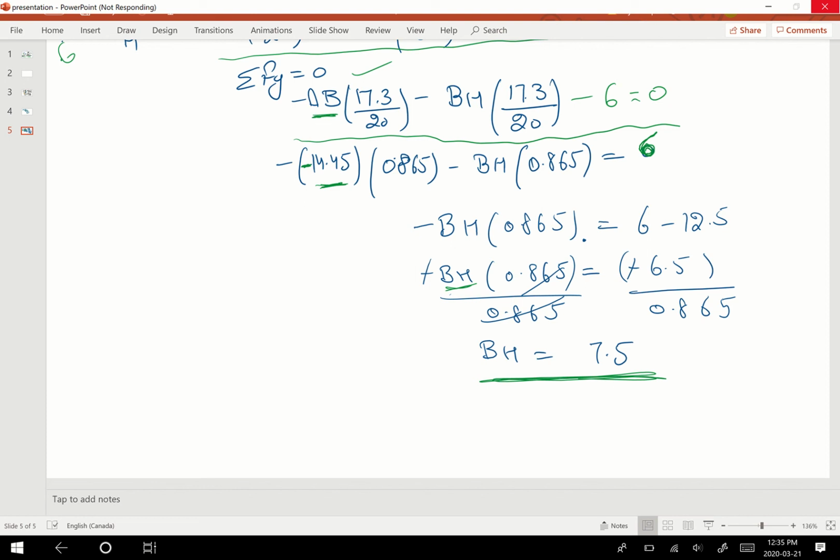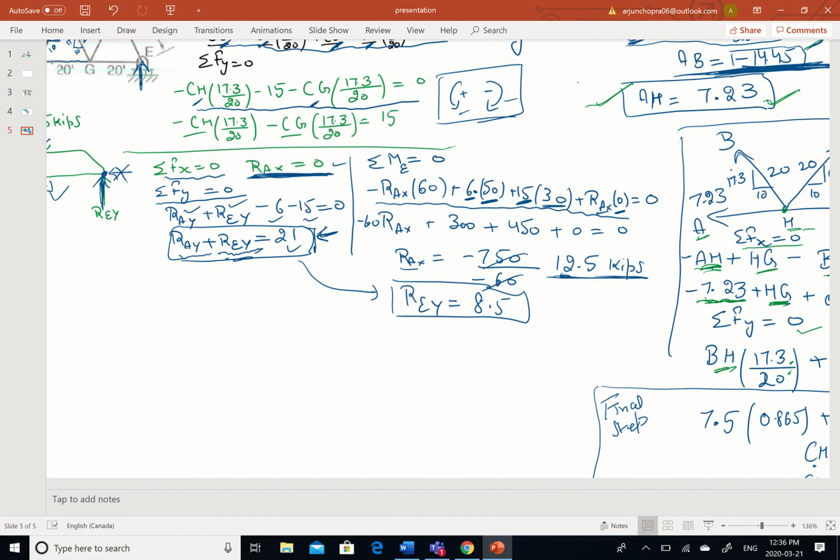Just meanwhile, if you want to pause the video, you have the BH value, and you're going to put these values back in the previous equation, and you will be able to find the answer to the question. So let's see, hopefully it appears. Oh yeah, thank God.